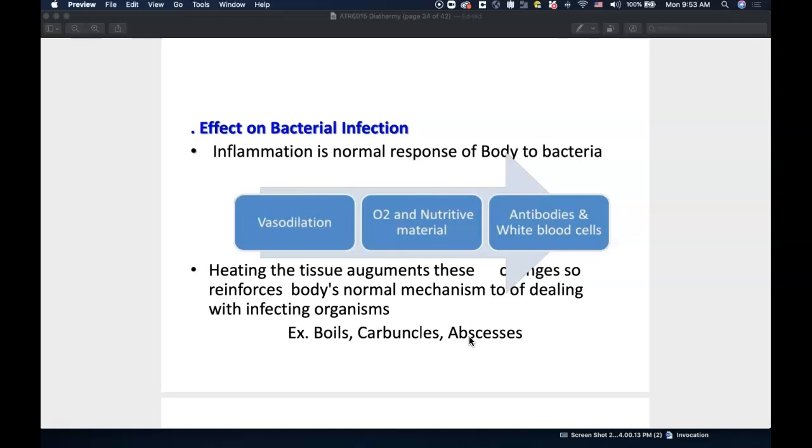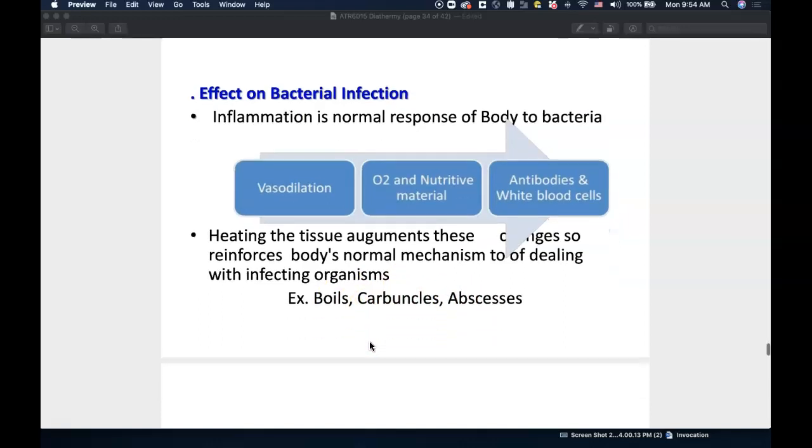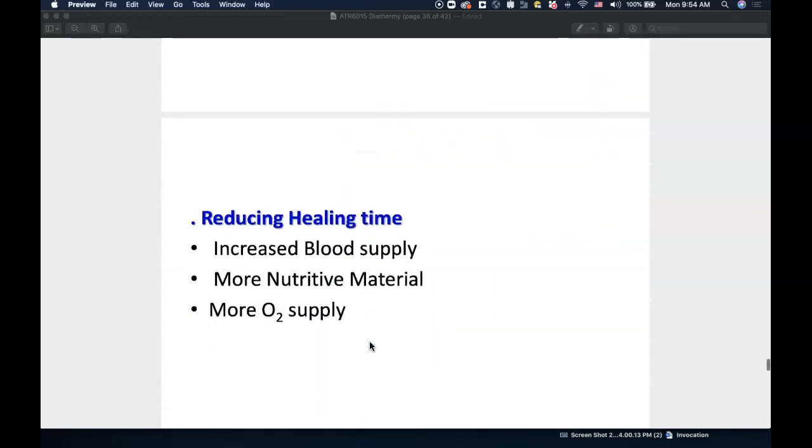A lot of times with these boils and carbuncles and abscesses, a physician will say actually heat it, right? And so in this case, we can use diathermy as a way to deeply heat and kind of surround that bacterial infection and push it to a head and get that bacterial infection out of the actual body itself. So very localized diathermy has been used to improve healing from bacterial infection, particularly when we're talking about those boils, carbuncles, and abscesses.